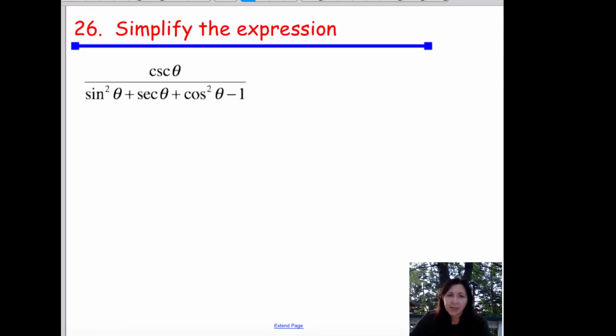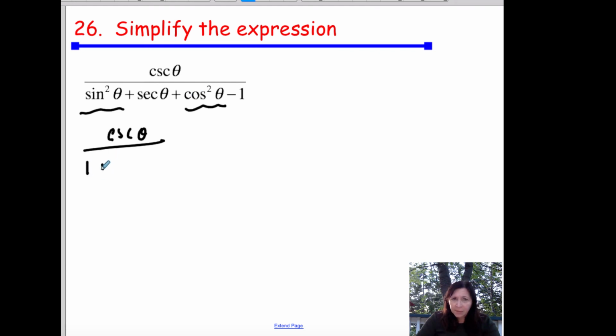The next question is simplifying this expression. So when simplifying this expression, I'm going to simplify a little bit first, because I know my Pythagorean identities, that sine squared plus cosine squared is actually 1. So what I really have is cosecant of theta over 1 plus secant of theta minus 1.